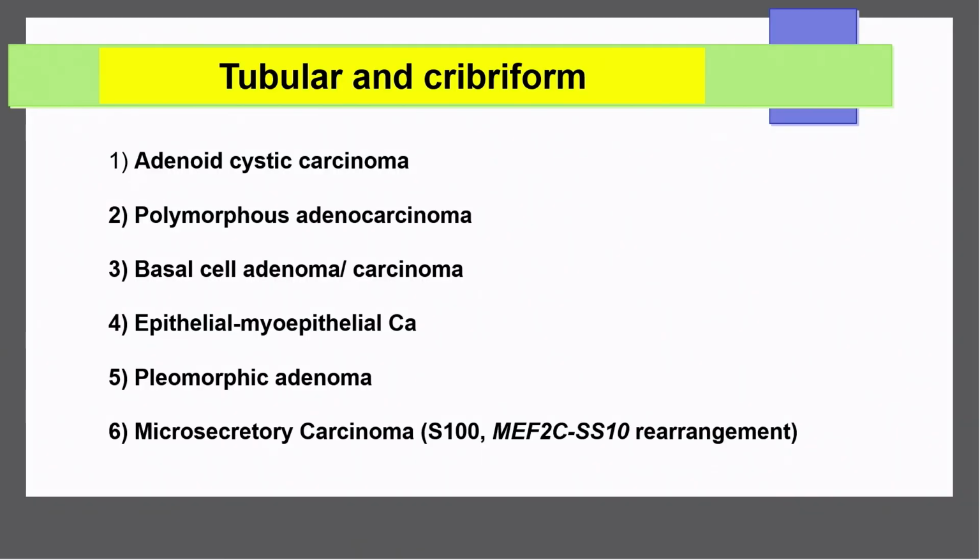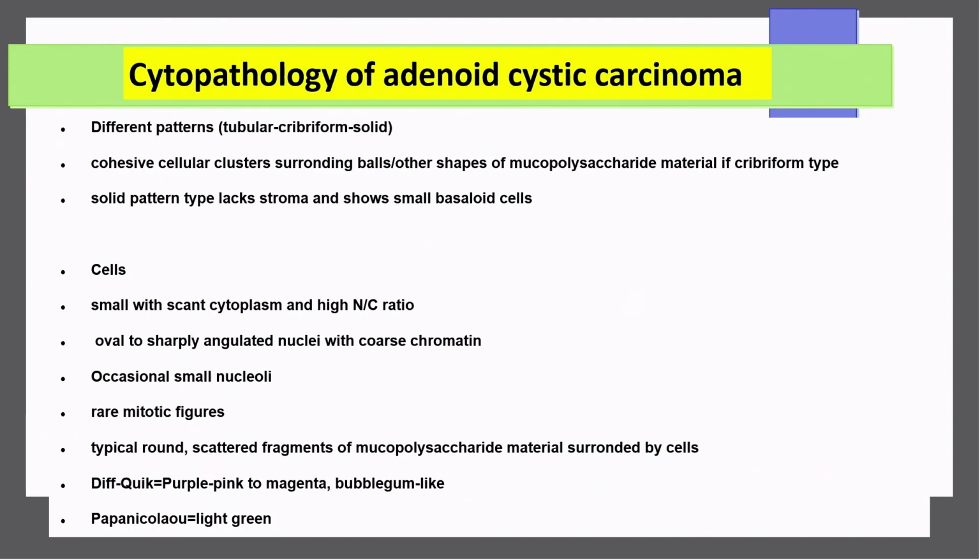Tubular and cribriform: you can see how many different entities, but most of them are basaloid pattern: adenoid cystic, polymorphous, basal cell adenoma and carcinoma, epithelial-myoepithelial, pleomorphic adenoma, and microsecretory carcinoma, the new entity introduced by the WHO with a specific MEF2C-SS18 rearrangement. Concerning the adenoid cystic carcinoma, as we know, we have different patterns, including cribriform, but also the tubular and the solid.